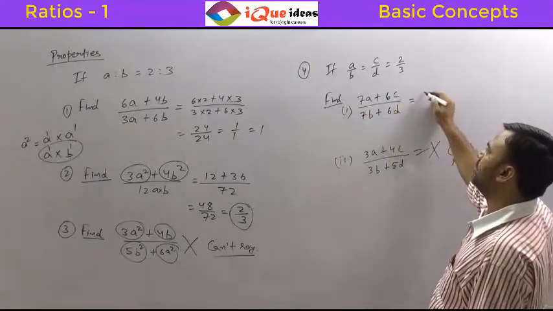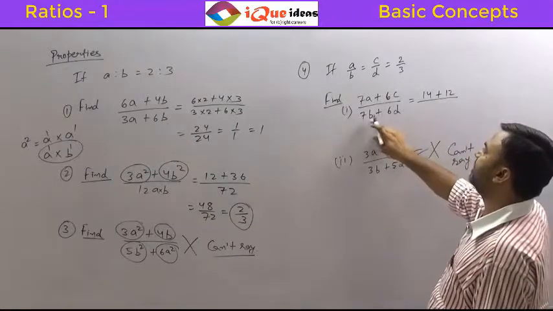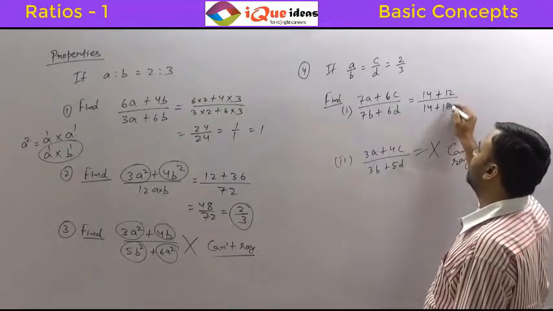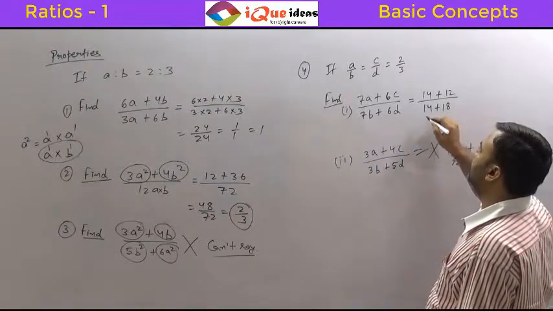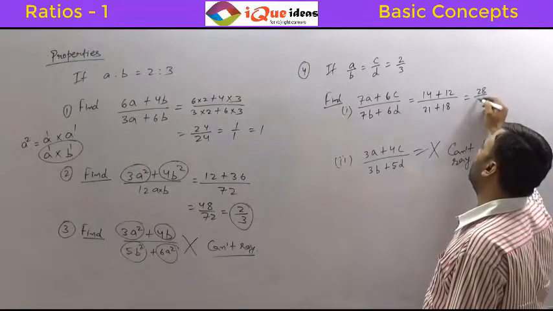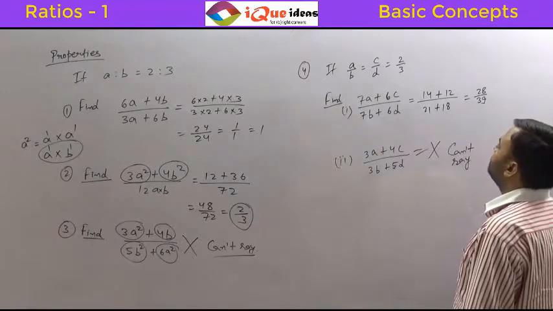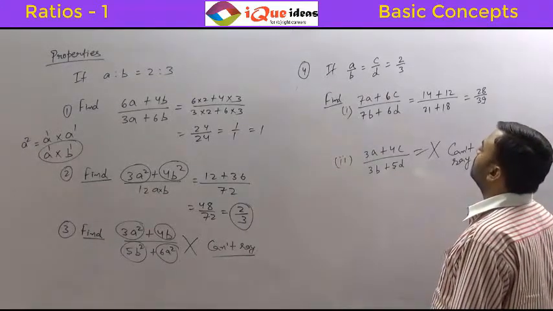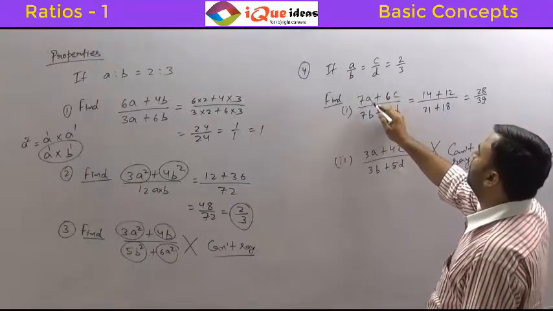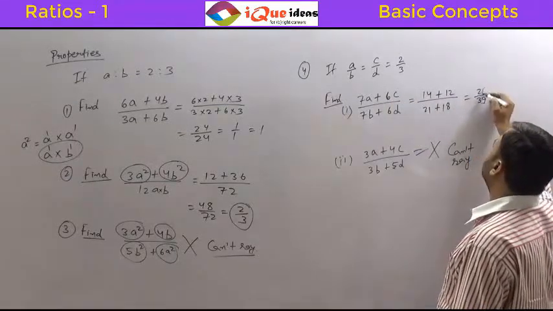So 7 into 2, that is 14, 6 into 2, that is 12, divided by 7 into 3, that is 21, and 6 into 3, that is 18. So the final answer will be 26 upon 39. Is there any mistake that we have done? 7 into 2, 14, 12, 14 plus 12, 26 upon 39. So it is 2 by 3.